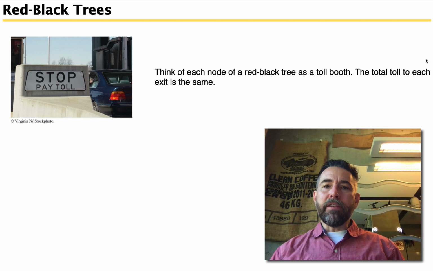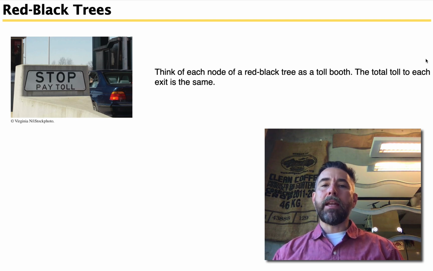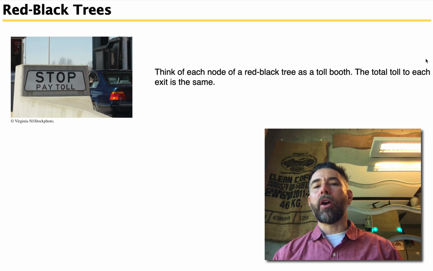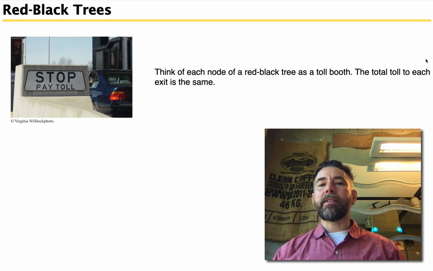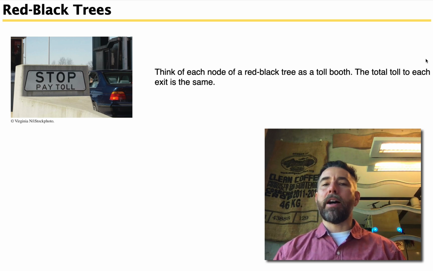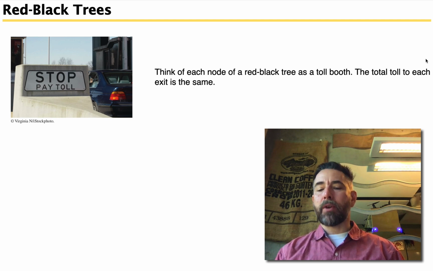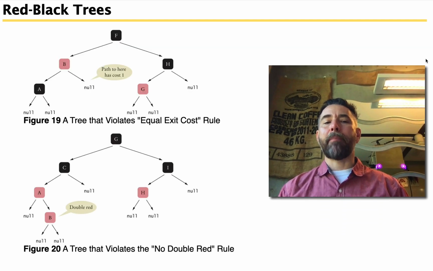So we can think of this equal exit cost rule as perhaps a toll booth, meaning that every time we go through this tree, we're going to incur a toll. We're going to have to pay a cost every time we go through those black nodes. And we need to make sure that it's the same cost regardless of all routes through our tree. The exit cost is the same.